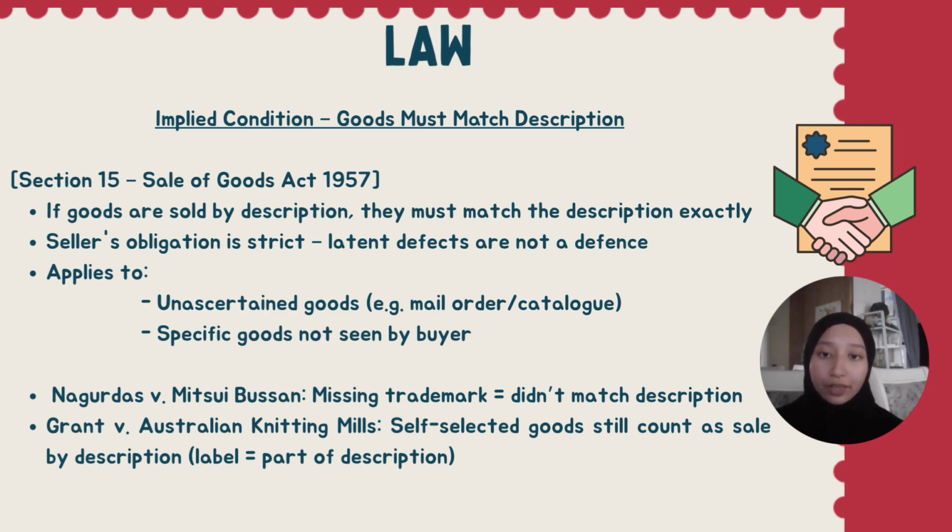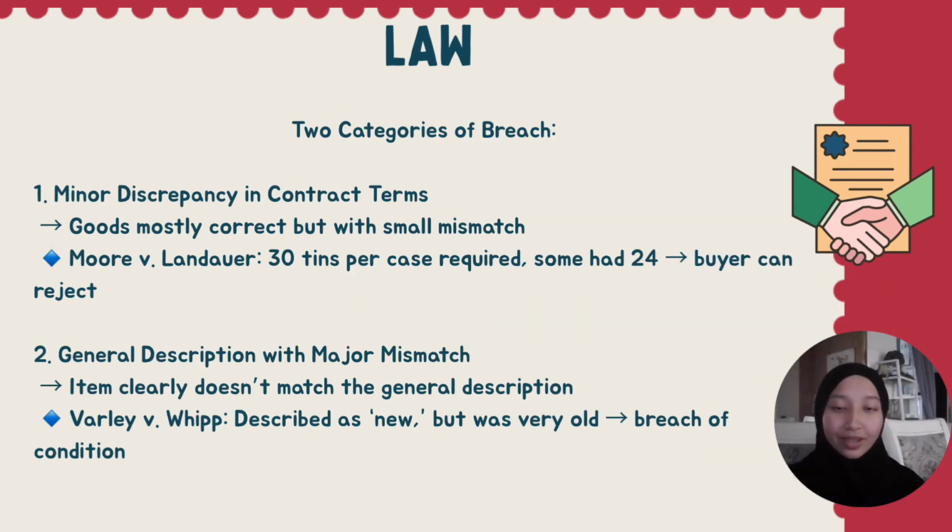Another example case is Grant vs. Australian Knitting Mills, where the buyer picked the item himself in a self-service store. Even then, it was still a sale by description because of the label, and he could take legal action when the product caused harm. Now, let's look at the two categories of when a breach of description may occur.